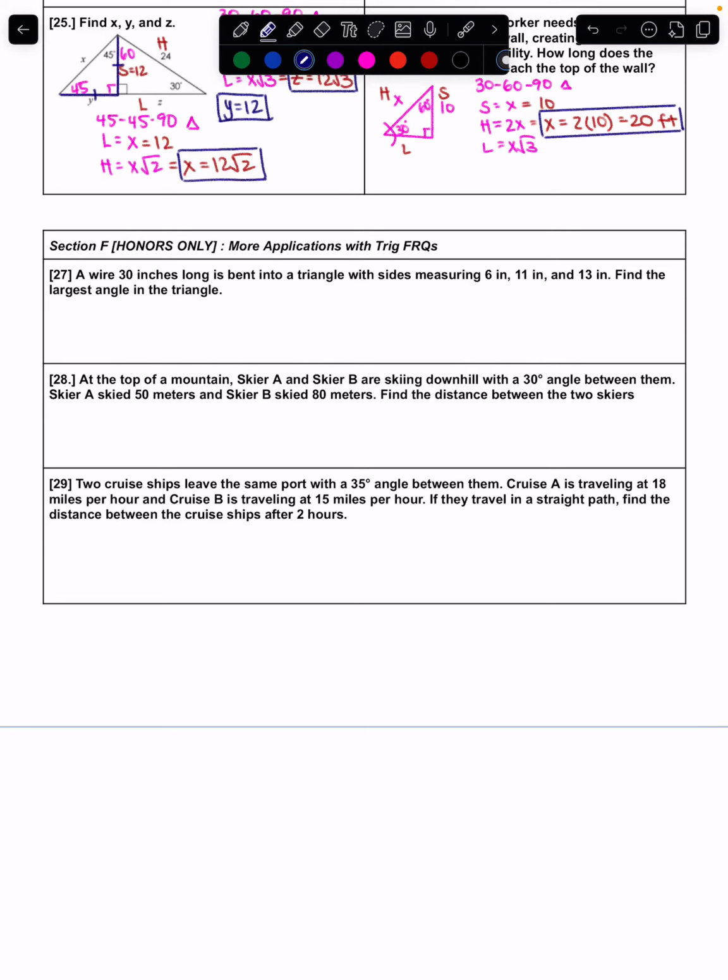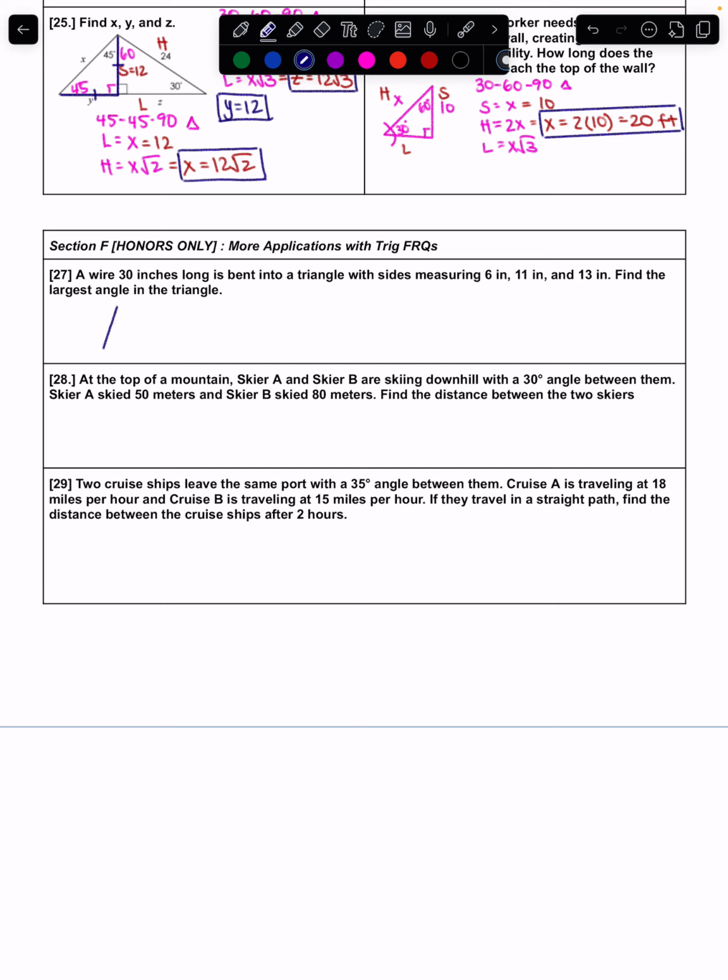Okay, section F deals with more applications with trigonometry. All these questions are free response questions, so it is up to you to draw that diagram from the description given to you, okay? So, number 27, a wire is 30 inches long and is bent to a triangle with sides measuring 6, 11, and 13.